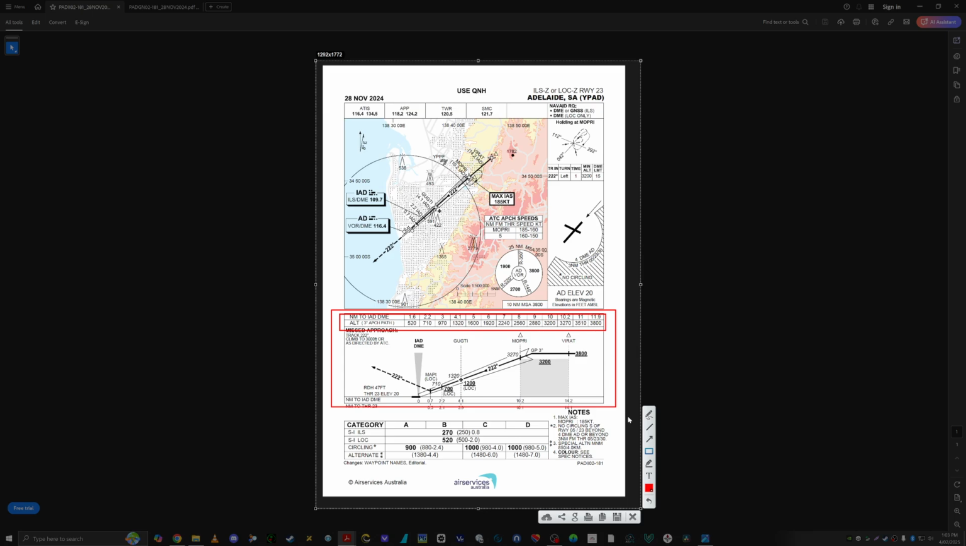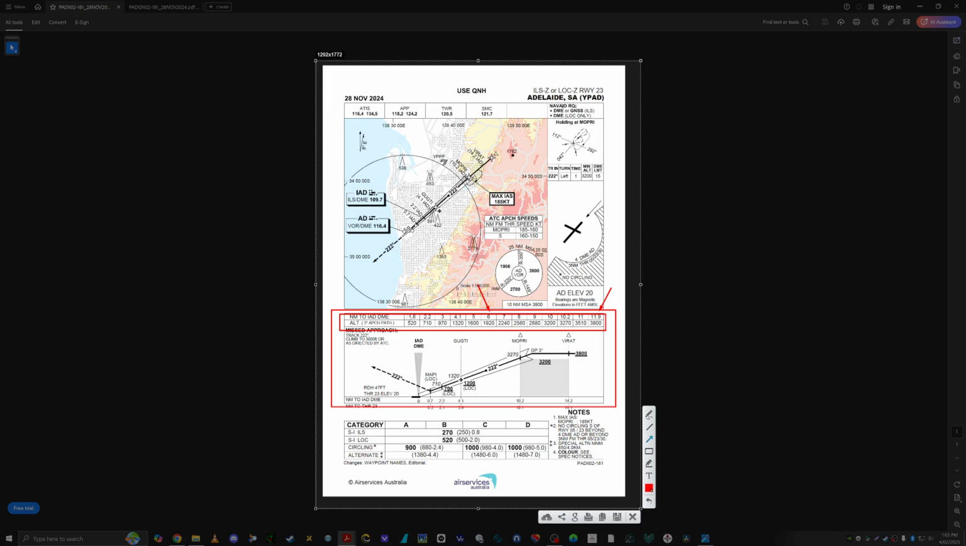So at 11.9, for example, you can see here, you should be at 3,800. At 6 miles, you should be at 1,920. So if you're not on the glide slope, you should be looking at this chart and equating it back to how high or how low you're flying, and adjust accordingly. So that's why they've given you this chart here. If you're not on the glide slope, then this is what you use.